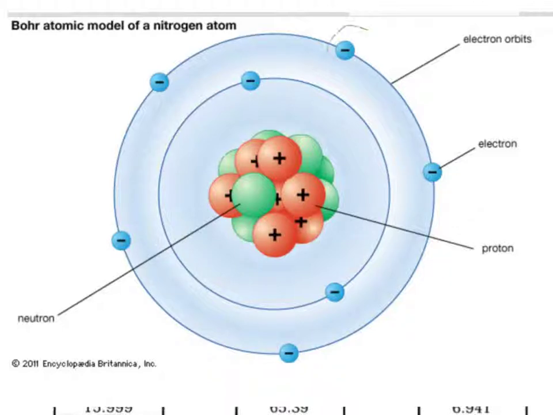So we have our negatively charged electrons outside the nucleus, and they're constantly moving in a cloud. We have our positively charged protons, shown in red, inside the nucleus. And we have our neutral, no charge neutrons, shown in the nucleus in green.